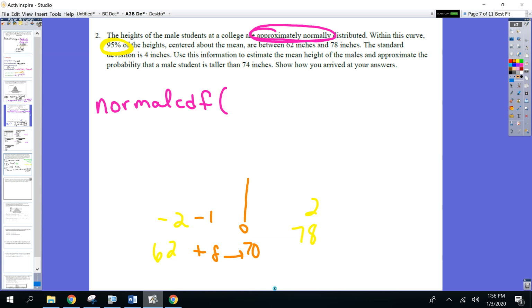It's not multiple choice. The work you show is what's in your calculator screen right now: 74, comma, 1E99, comma, 70, comma, 4. And I'll make the rounding directions up here. Can you guys go nearest thousandth? What's the probability to the nearest thousandth?